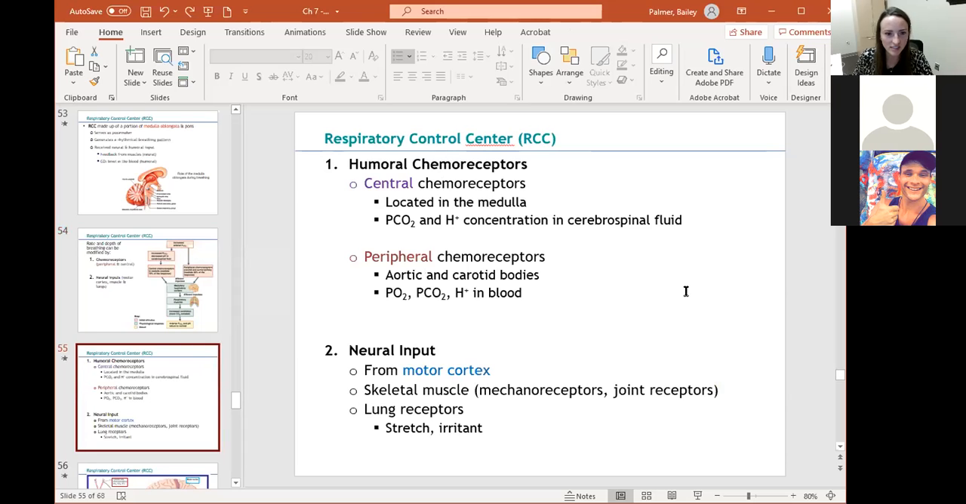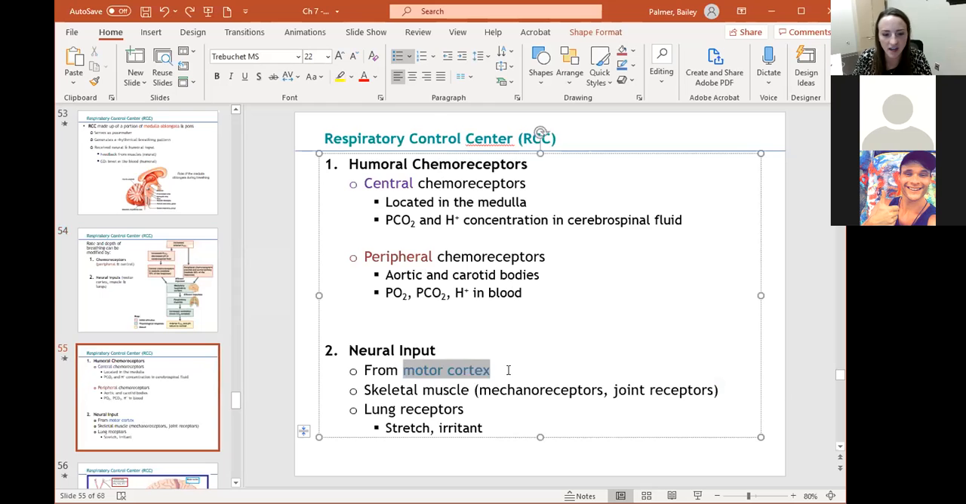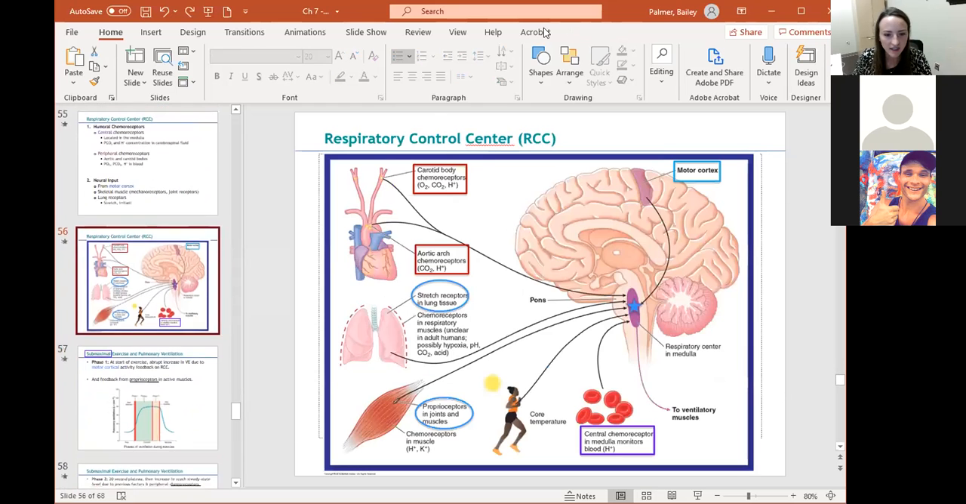And then it kind of goes into more information about those chemoreceptors and the neural input. For the exam, I think you just have to know in general what factors are modified by the RCC. It's just chemoreceptors, motor cortex, kind of what we see on this picture here.